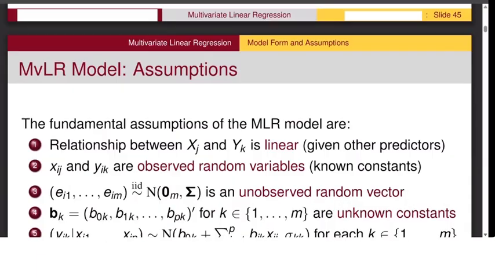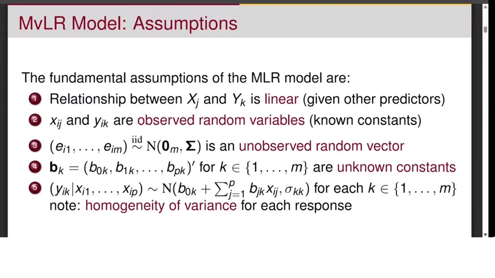Now, just like in a single response situation where we specified the model, we stated assumptions. We're also going to have assumptions for multivariate linear regression. So these are the assumptions. A relationship has to exist between the set of explanatory variables and each response. That's why you see Y_k, a particular response. And x_ij and y_ik have to be observed random variables.